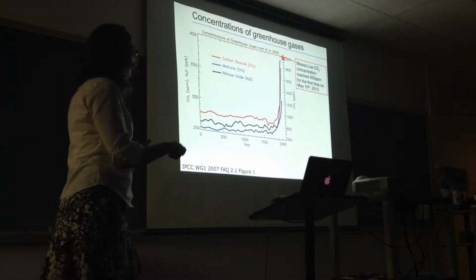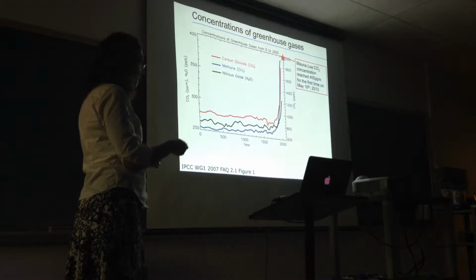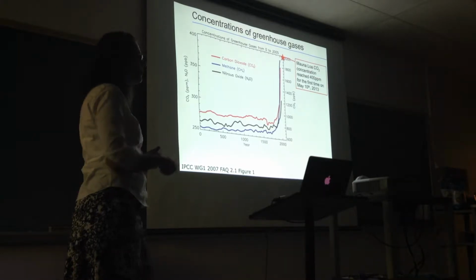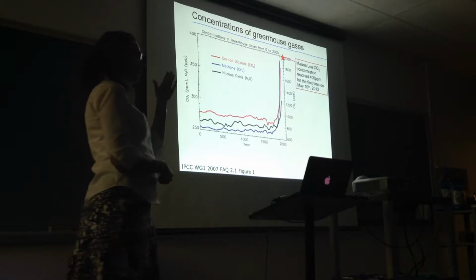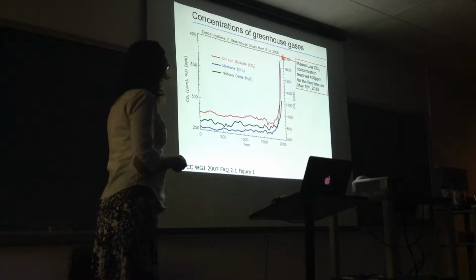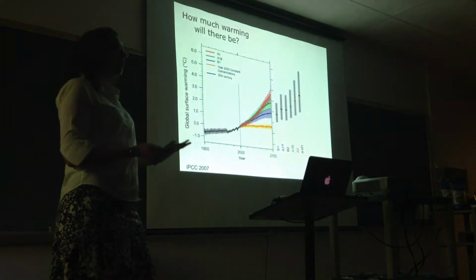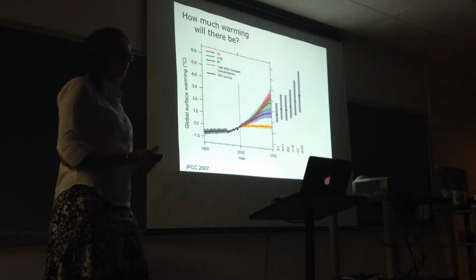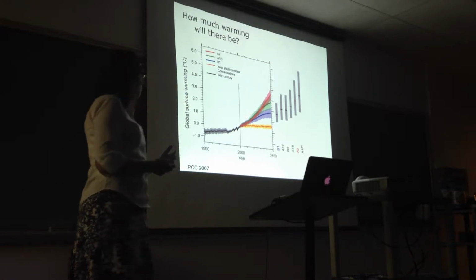May 10th of last year was the first time that the Mauna Loa data went to 400 ppm, and that's now happening more and more frequently, so this is going up and up. So the big question, of course, is how much warmer is it actually going to get, right? So we have CO2 emissions, and we want to know how much warmer it's going to get.